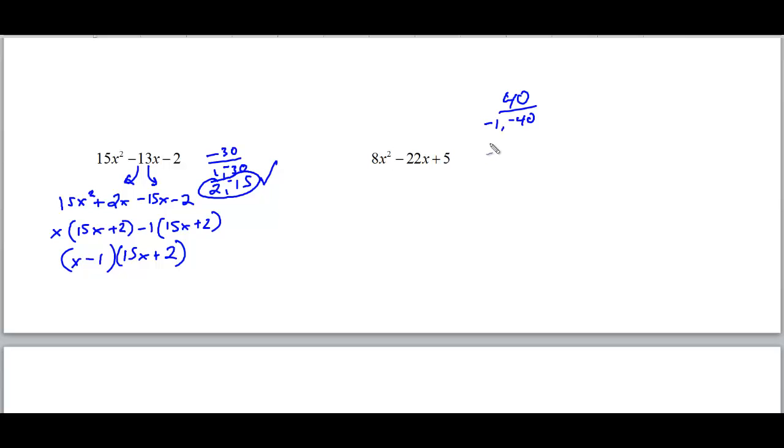No, that didn't work. So here we go with the next one, 2 and 20. If I make both of these negatives and add them together, wow, I got my answer right in 2 steps. Man, sometimes things just work out nicely that way. I'm going to split this up. So I've got negative 2x and negative 20x, and I've got 8x squared plus 5.